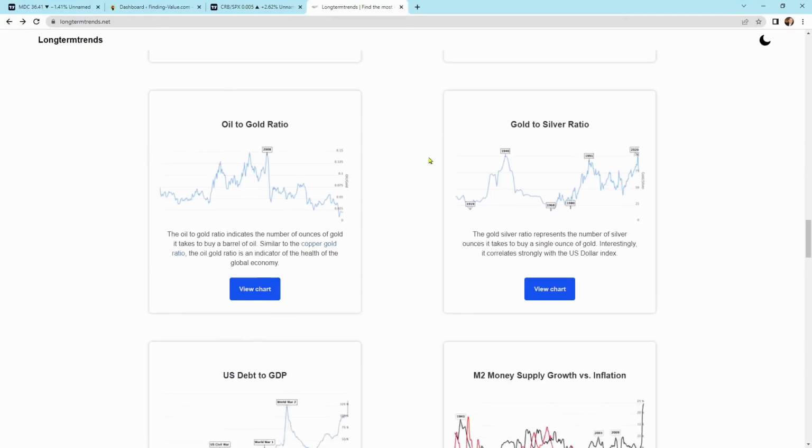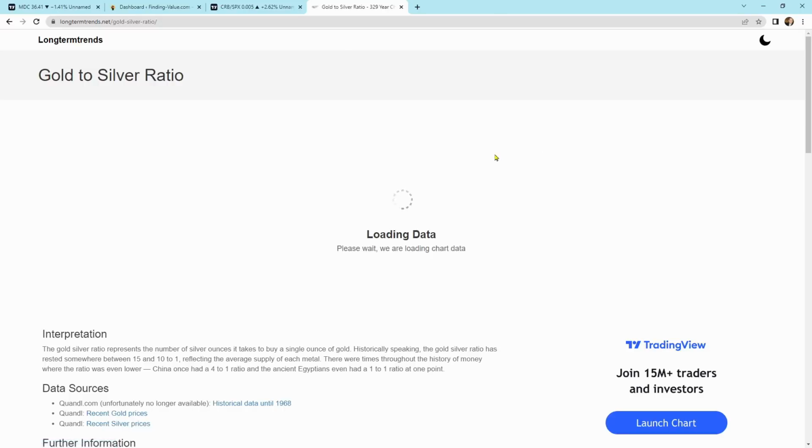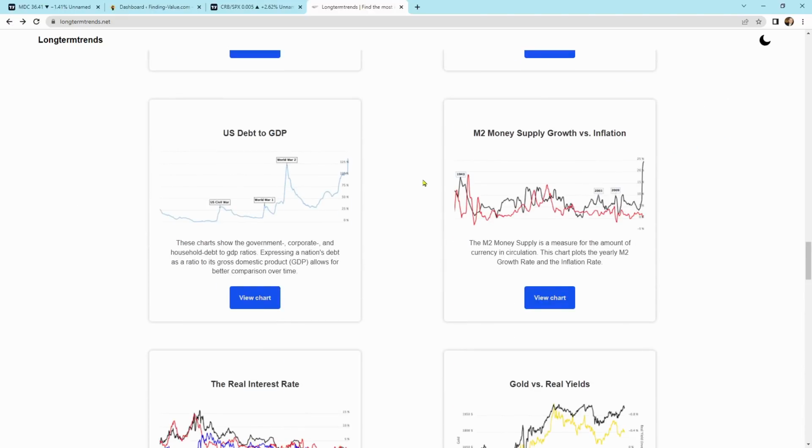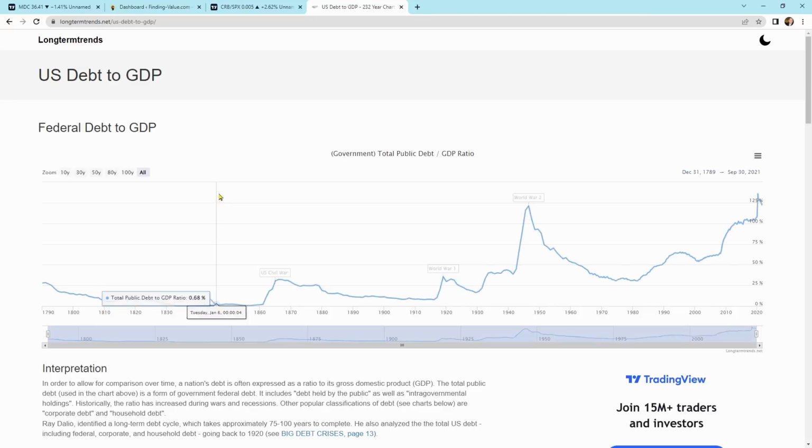I look for, here's oil. Oh, that's the gold to silver ratio. This will go lower. You've got a trend line here that broke to the downside. It's just doing a retest move before it heads lower. Silver's going to kill it. We've got U.S. debt to GDP. It's probably going to go way higher.